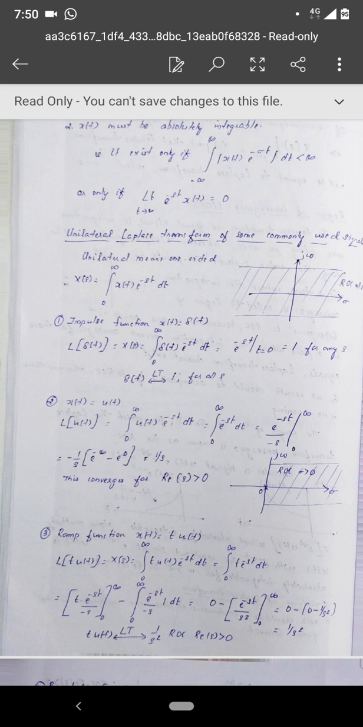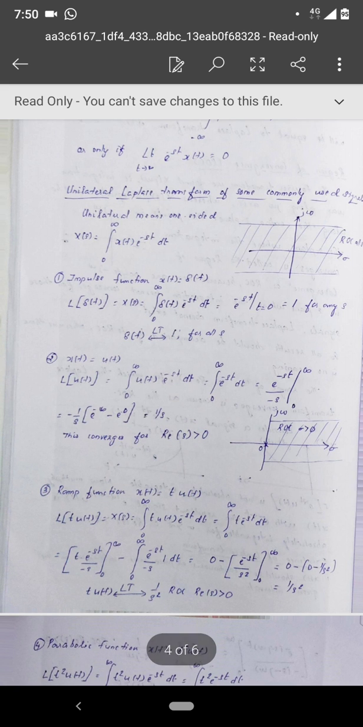Now the second case, that is u of t. U of t otherwise does not have a Fourier transform, even though we have found the Fourier transform with the help of Fourier transform properties. So if you substitute u of t, it is nothing but 1 from 0 to infinity. So it becomes simply the integral of e raised to minus st dt. If you perform the integration and apply the limits, you will get 1 by s.